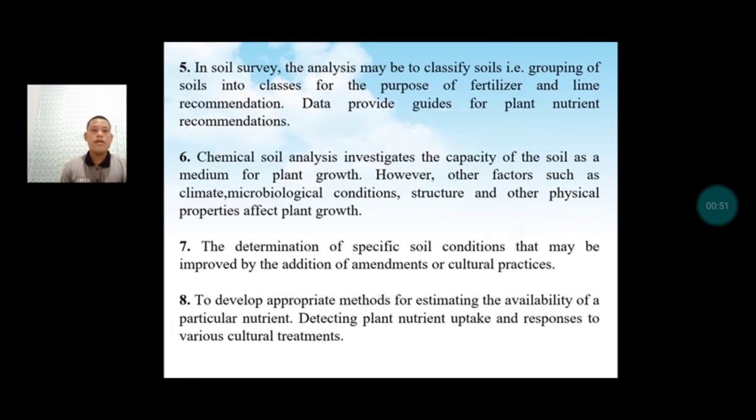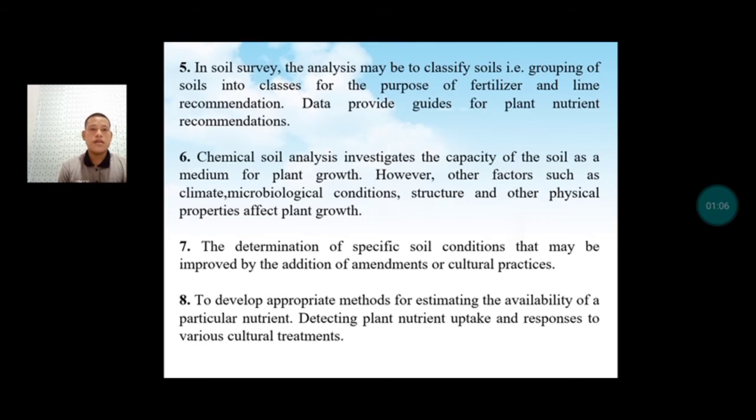Number 5. In soil survey, the analysis may be to classify soil, grouping of soils into classes for the purpose of fertilizer and lime recommendation. Data provide guides for plant nutrient recommendations.